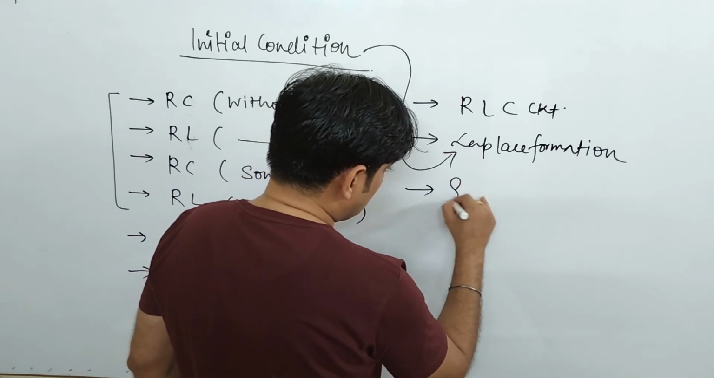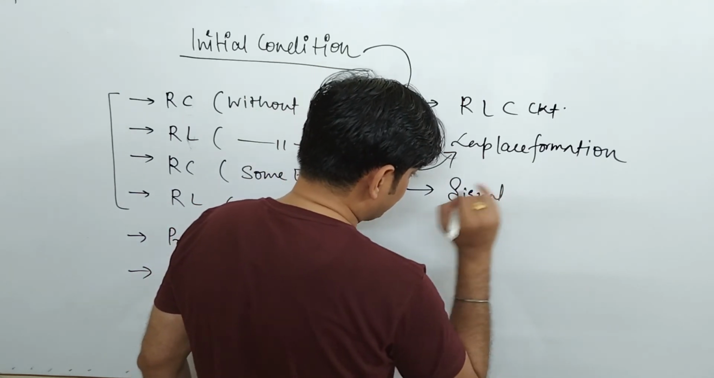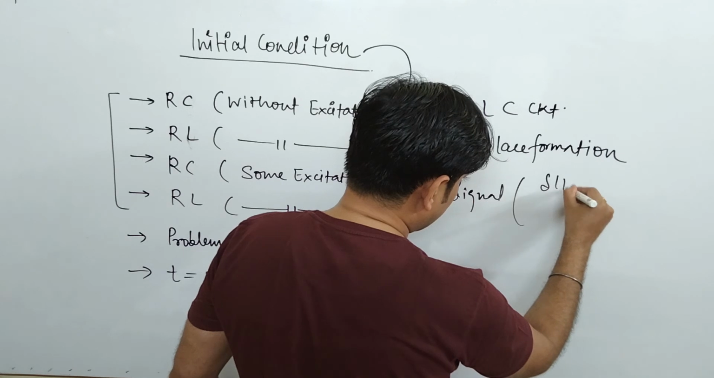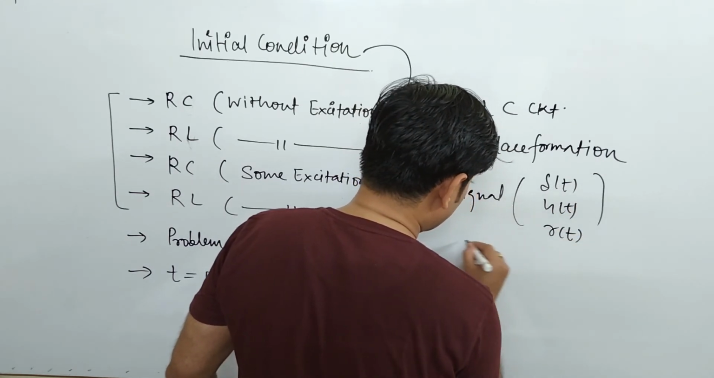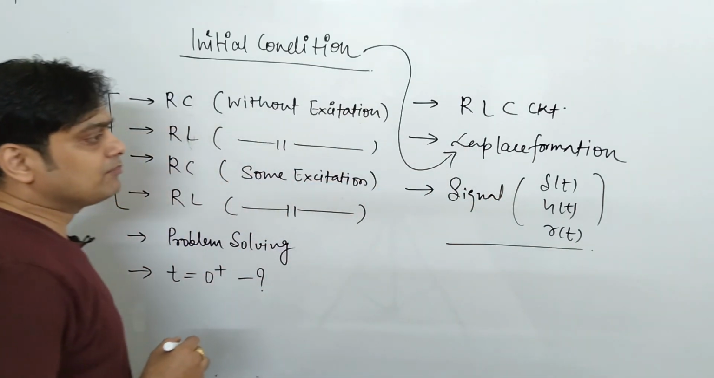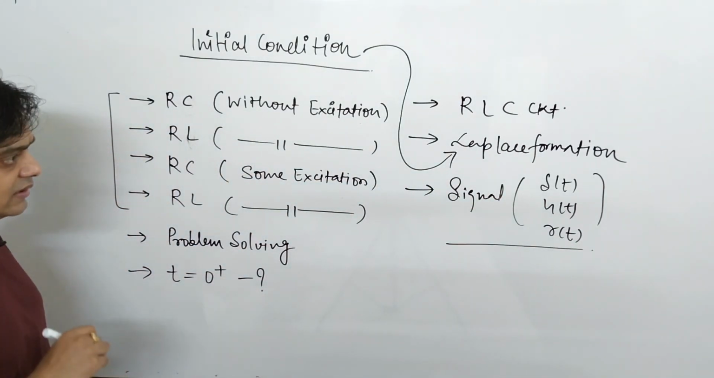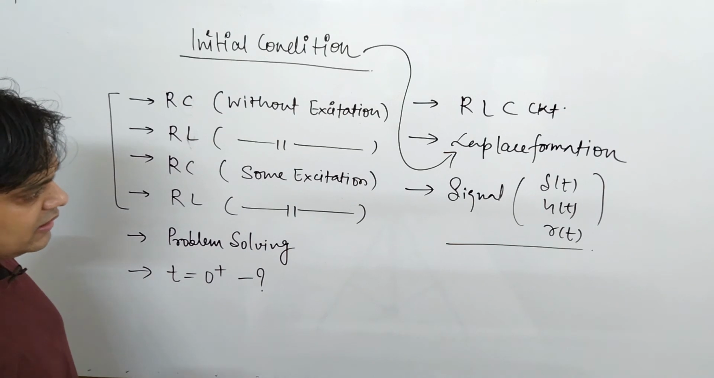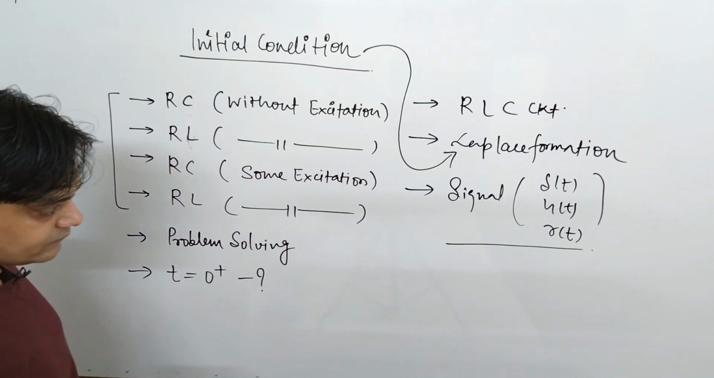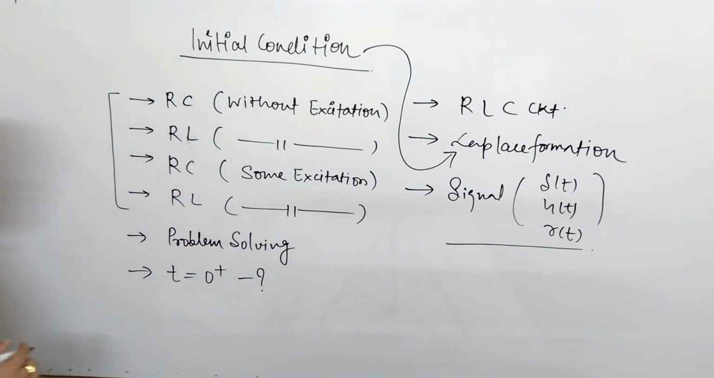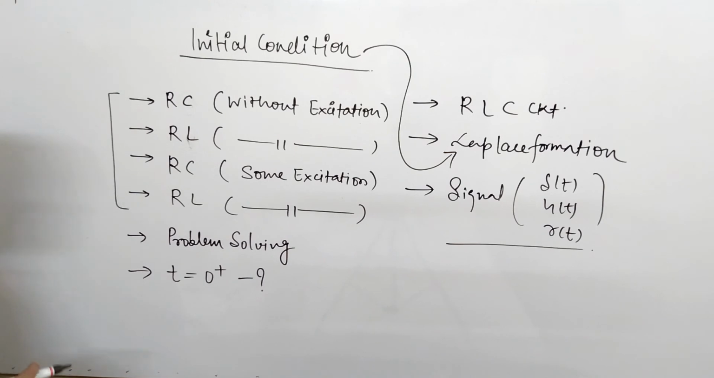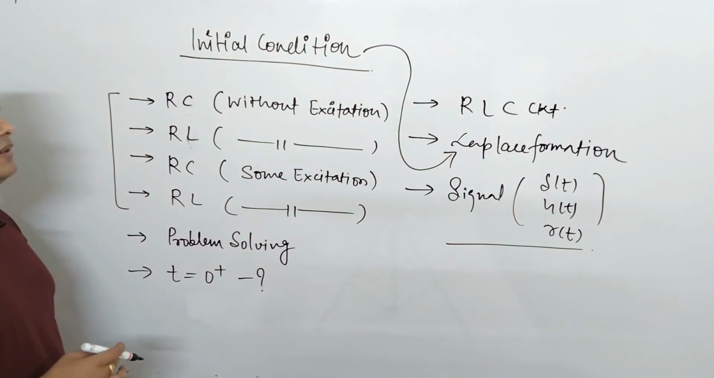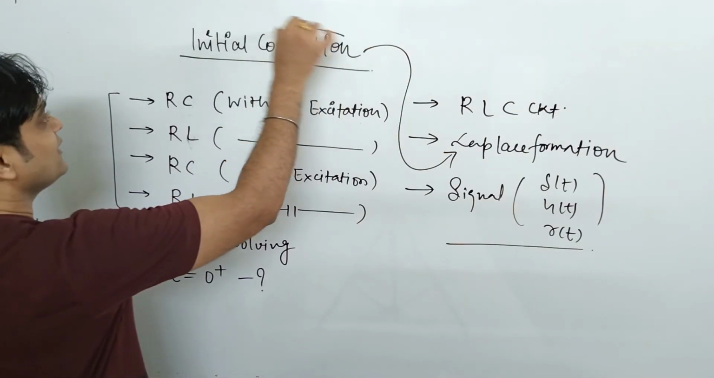Also we will see a little bit about signals, which means del t, u t and r t. These are the three types of signals: impulse signal, unit step signal and ramp signal. So we will see a little bit about del t, u t and r t. More or less we'll cover all the different concepts under these topics, and then we'll try to understand one of the difficult topics of network.